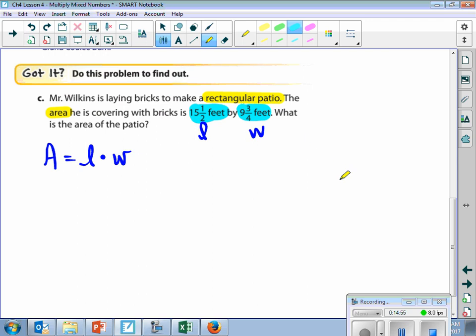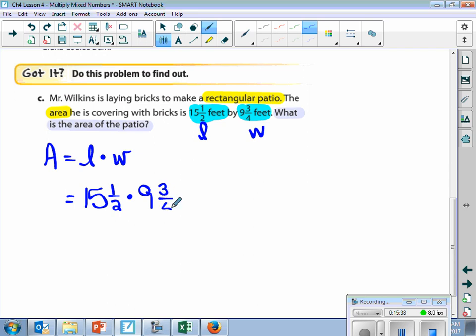Now, the question that they ask us is what, whoops, that's too dark. What is the area of the patio? So you want to write down the question that you're answering. What is the area of the patio? So now that we have all of our important information, now we can start filling in. So the length is, good, 15.5 feet, times the width, which is, good, 9 3/4 feet.